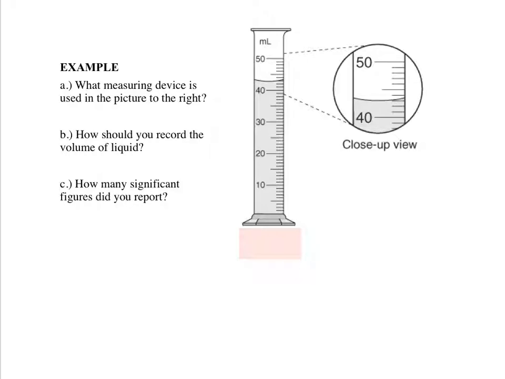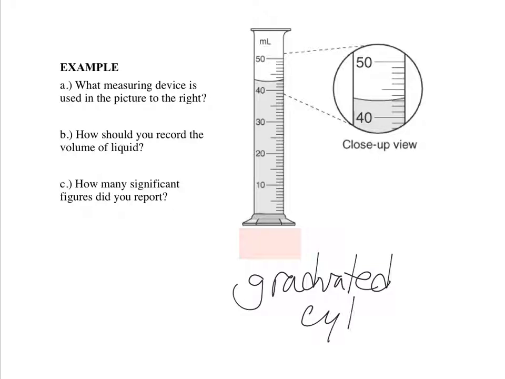Okay, so now this one, yes, you have this on your paper. It says what measuring device is used in the picture to the right. This is known as a graduated cylinder, something that hopefully you guys will become familiar with quickly. Some of our equipment that we use. There's a graduated cylinder, and it says how should you record the volume of the liquid and how many significant figures did you report?